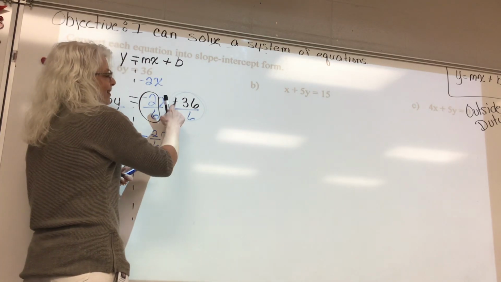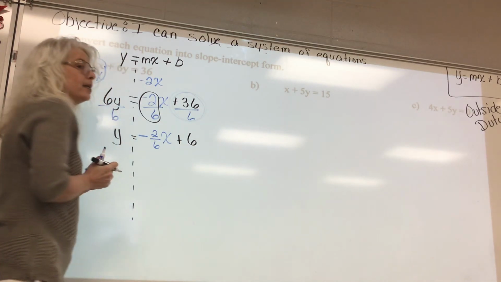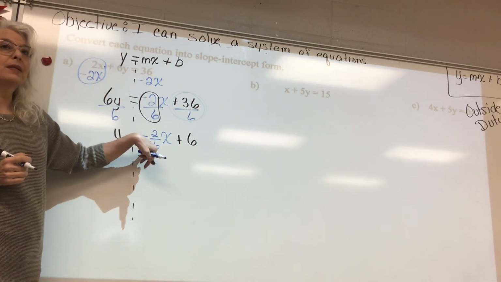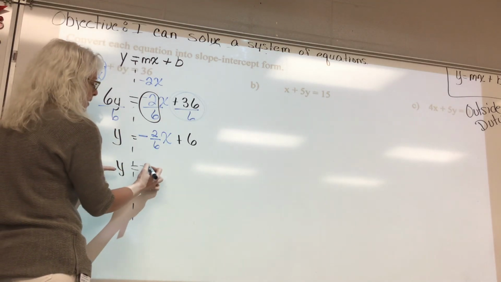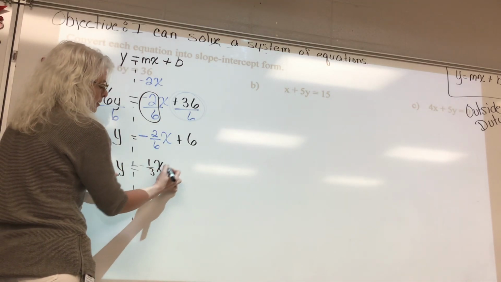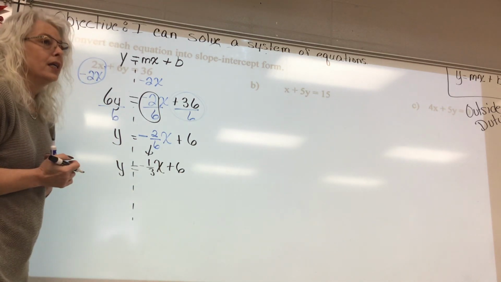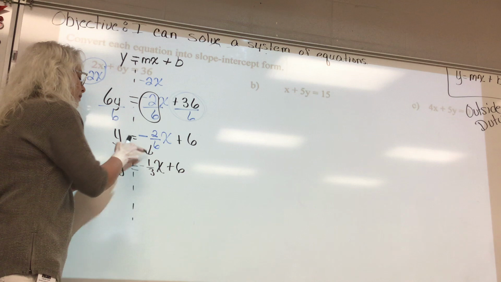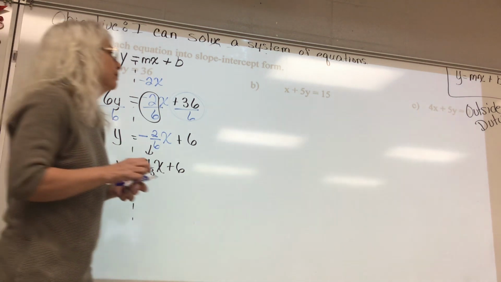Positive 36 divided by 6 is positive 6. Now I would simplify this fraction. So I would rewrite this as negative 1/3 x plus 6. Just simplify that fraction, so if you're having to graph it, you can have smaller numbers.